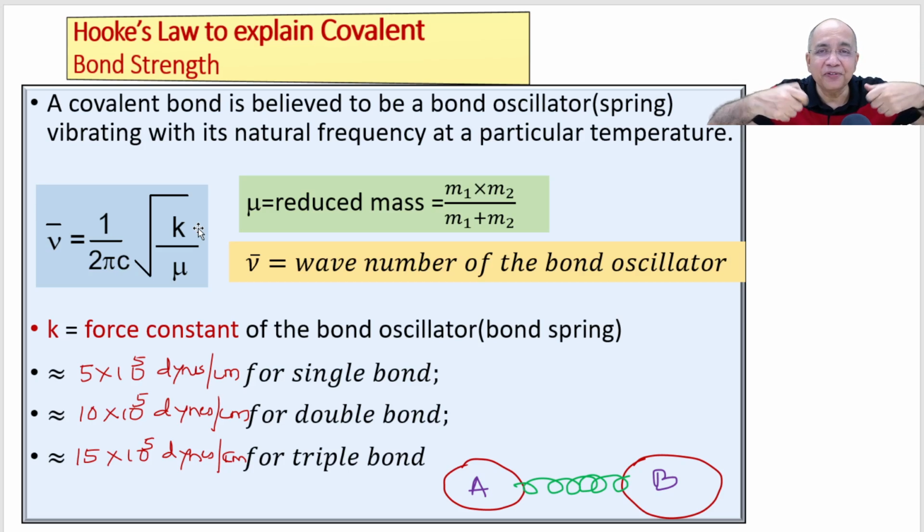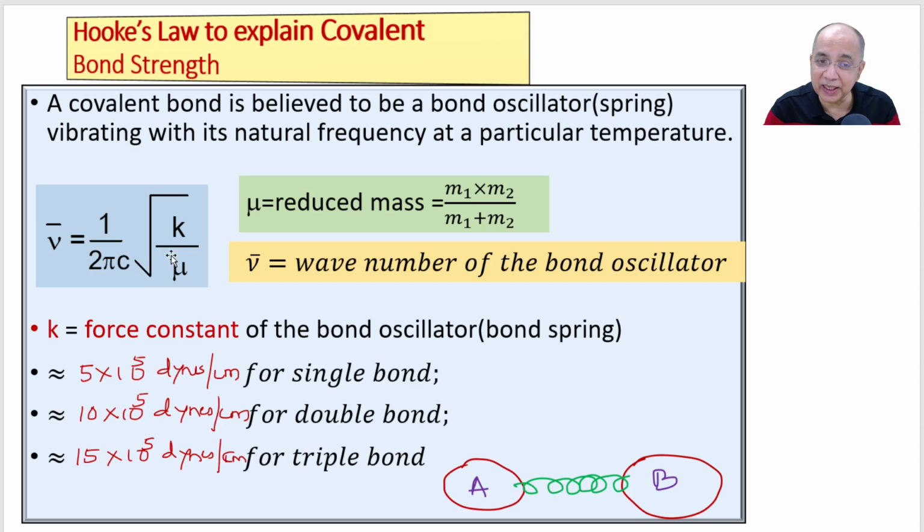And the reduced mass. Of course, this term might be unknown to you. Reduced mass is important when the two atoms are different: carbon-oxygen, carbon-nitrogen. That reduced mass mu is m1 into m2 divided by m1 plus m2. So take the two masses of the two connecting atoms, multiply them in the numerator and add them in the denominator, and that gives you the reduced mass.